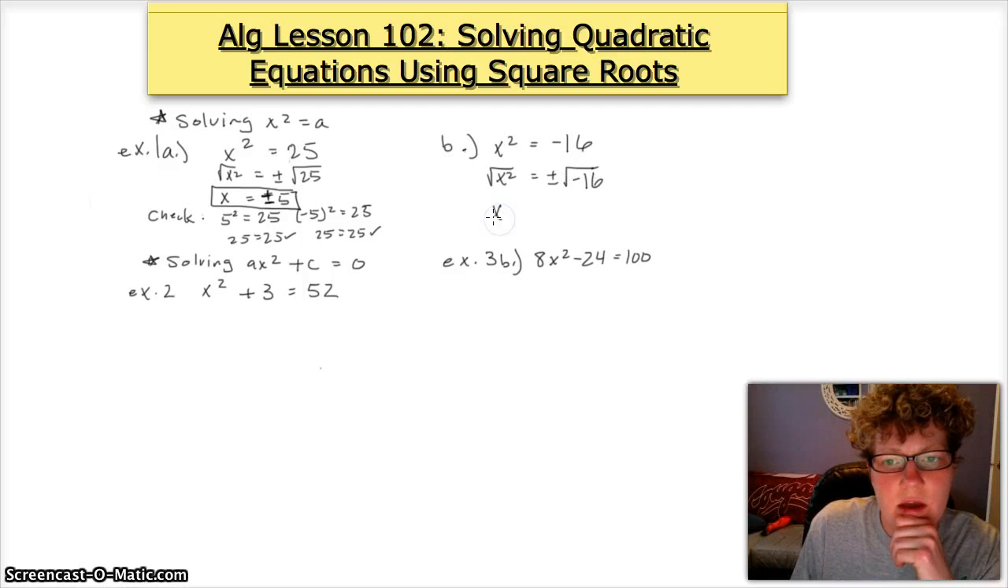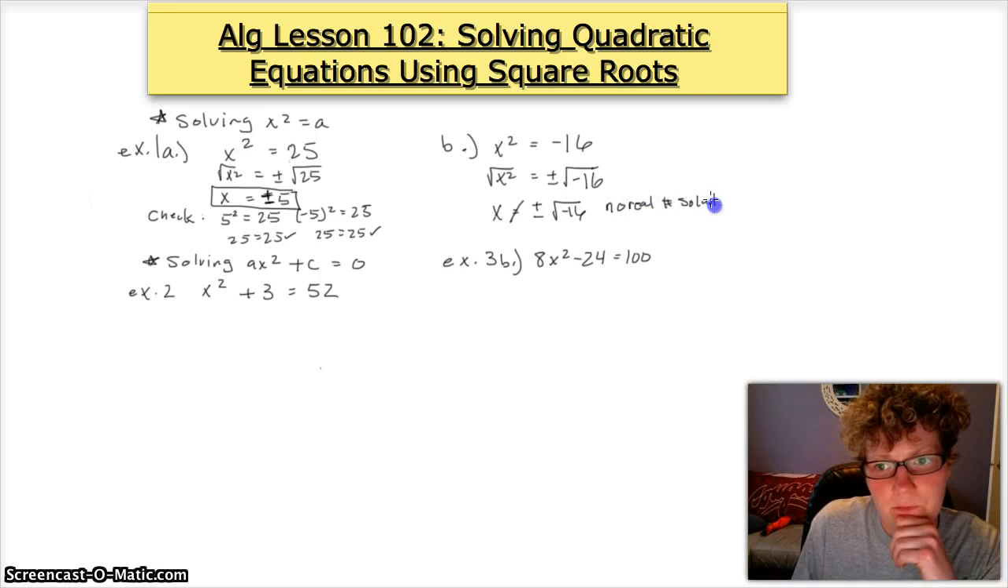So it's x equals plus or minus the square root of negative 16. Now that's not true, so we put a not-equal sign through it. And so the solution really is that there is no real number solution. So that's the answer for that one.